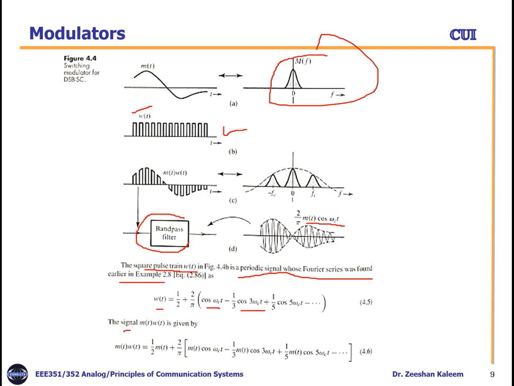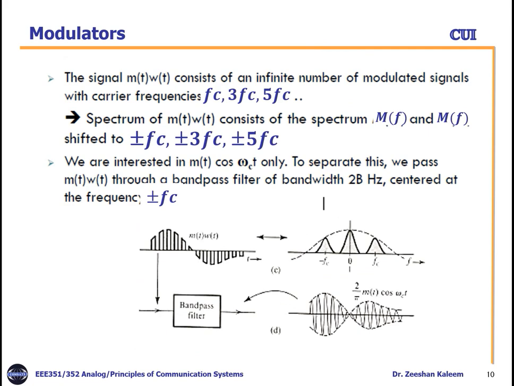So the signal m(t)w(t) is given by m(t) multiplied with this w(t). What we would achieve is (1/2) m(t) plus (2/π) m(t) cos ωct, just the multiplication of this. In the next slide, let's see how we separate the desired signal.